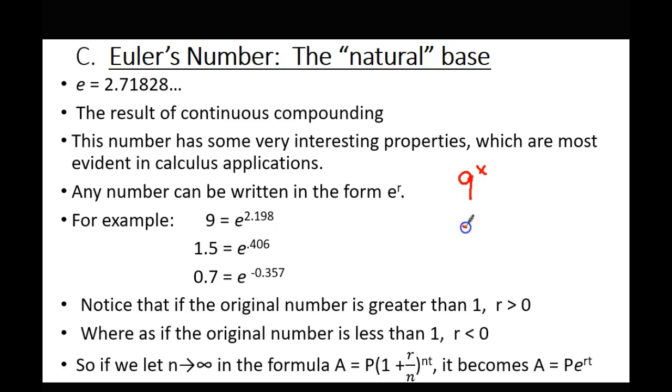But if you change it to that instead, if you rewrite 9 as E, it all of a sudden becomes easier. Okay, so that's one thing. Now, another thing is that notice that anytime this number is positive, this number here will be greater than 1. Anytime this number is negative, that number is less than 1.